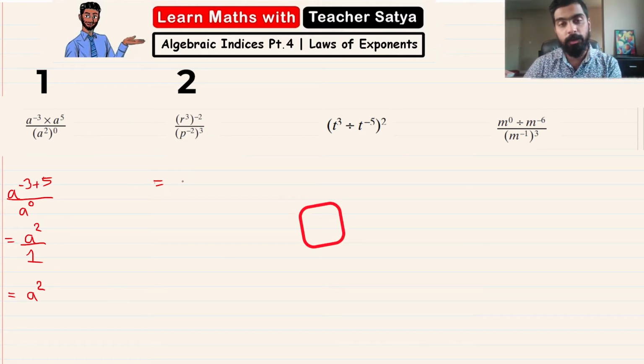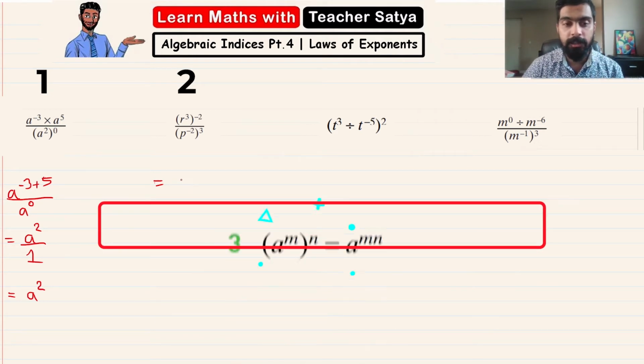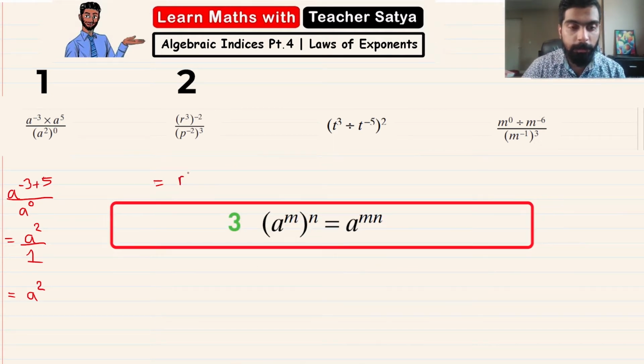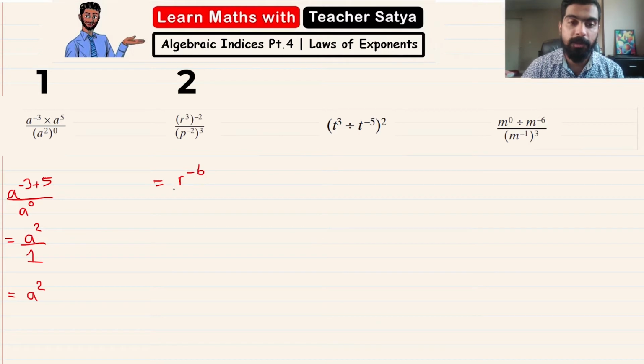Now in this, first we'll be using law number 3. So we will have r raised to the power of -6, right guys, because 3 multiplied by -2 will give us -6, and in the denominator we will have p to the power of -2 times 3, which will also give us -6, right guys? Does that make sense?